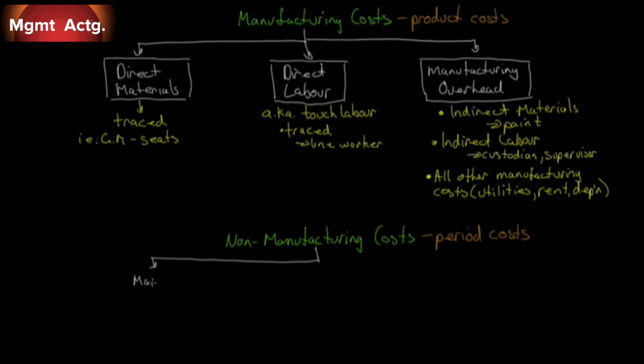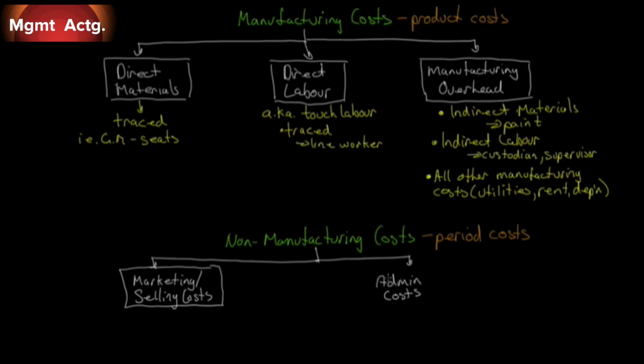We have our marketing or selling costs, and this is the costs involved in selling or marketing our finished goods. And, well, we have an overall business to run, so we must have some administrative costs. The CEO, the executives, the accounting department, the IT department, etc. Anything that's not in the factory. So we would call those administration costs. So those are our two broad categories, manufacturing costs and our non-manufacturing costs.